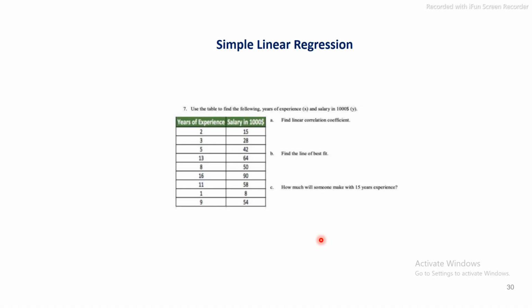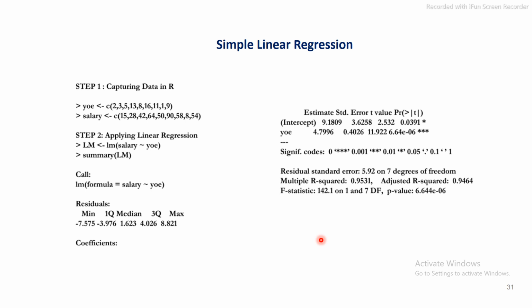So in R programming, I am not running R here, but I'll let you know how you can calculate. The same question is here: you have to find the linear coefficients, that is the value of x, and the line of best fit, and how much someone will make in salary with 15 years of experience. We have calculated the formula mathematically, but how can we calculate it through R programming?